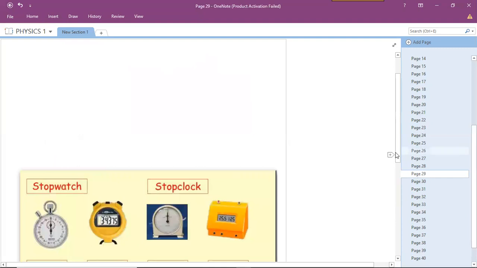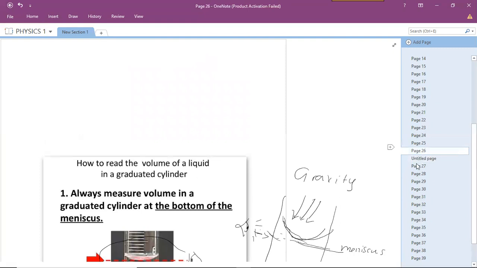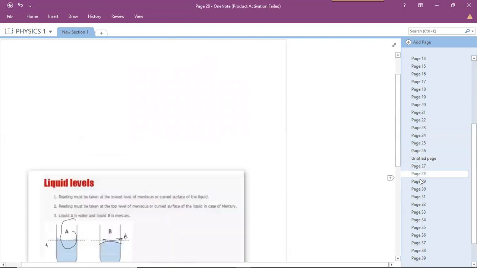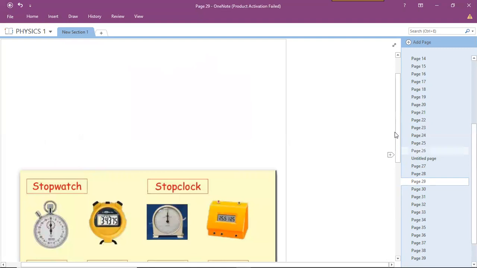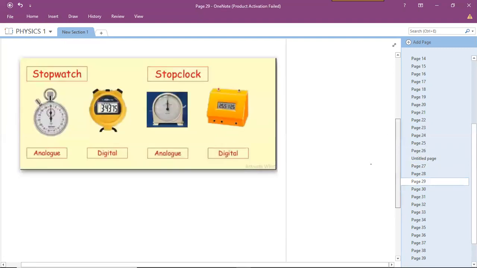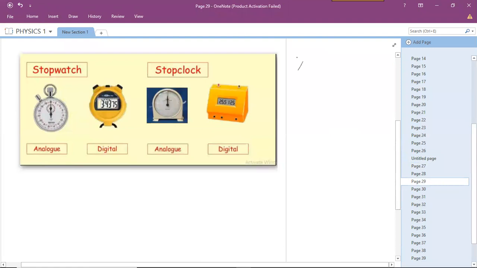All right, so time, we're almost done. This is our last part. Time, SI unit. The SI unit for time is seconds, right? And these are various examples of instruments that can be used to measure time. For example, an analog clock, a digital clock, another analog digital. So you can either use an analog clock or a digital clock to measure time or time intervals.